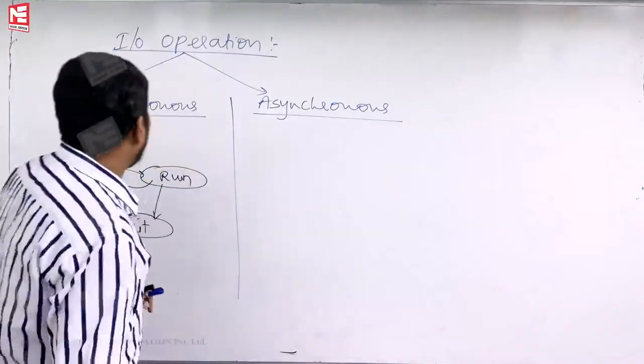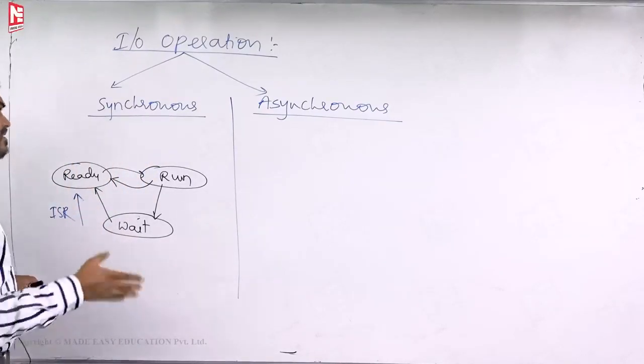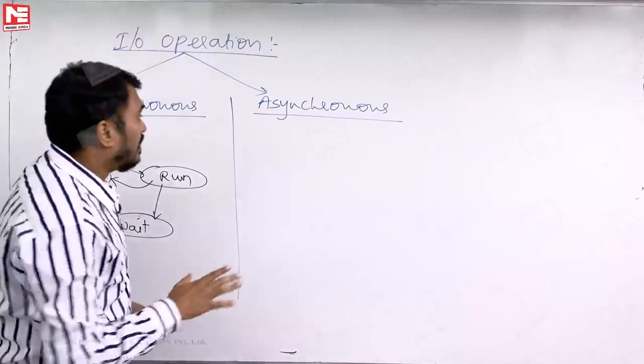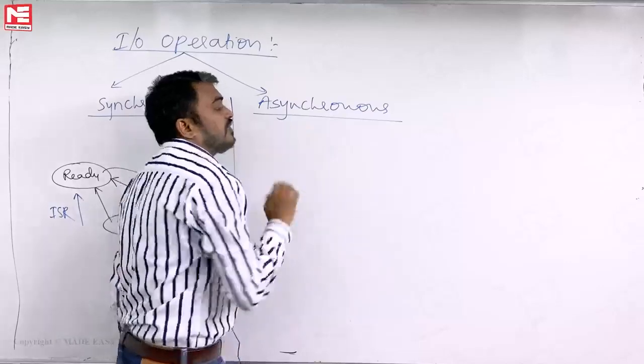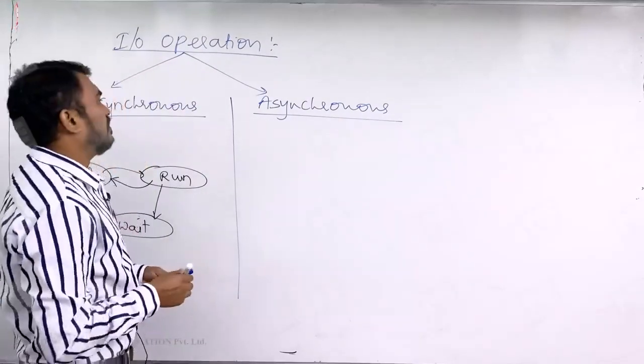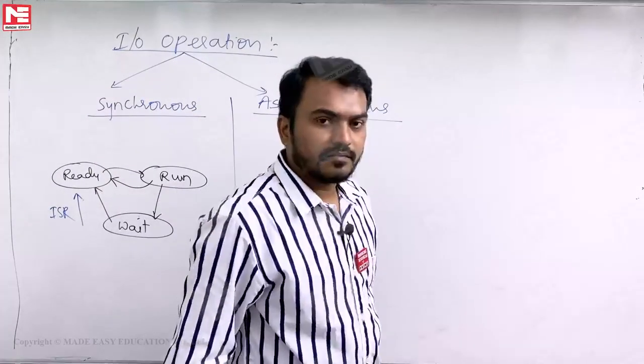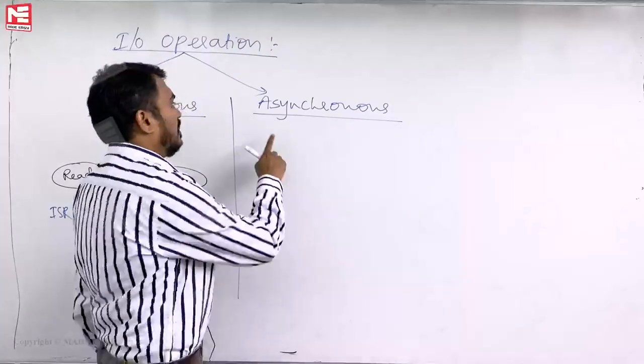Now understand, that is about synchronous IO. Synchronous IO is a normal IO, whatever we studied in the class. But remember, asynchronous IO is completely different. So what is the meaning of asynchronous IO? Keep the heading asynchronous IO.